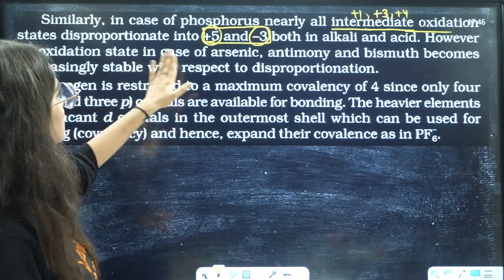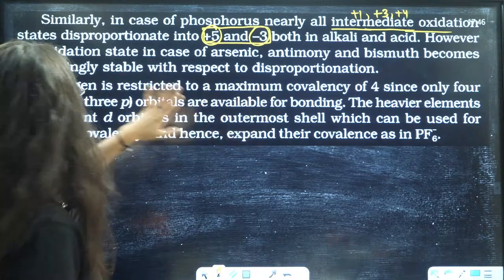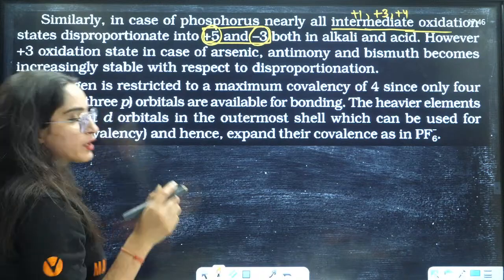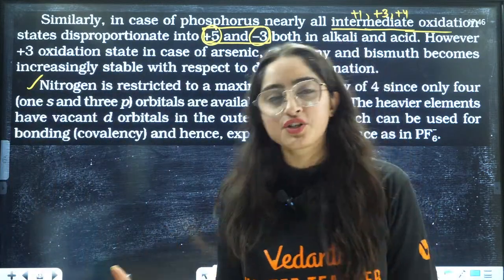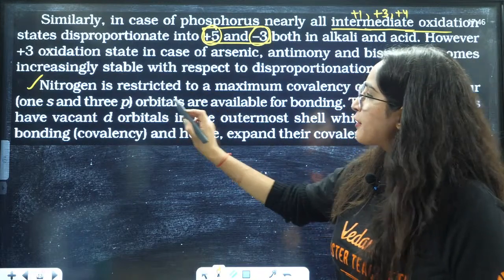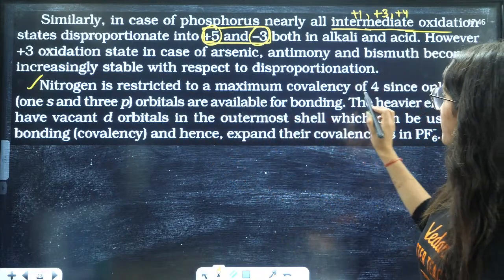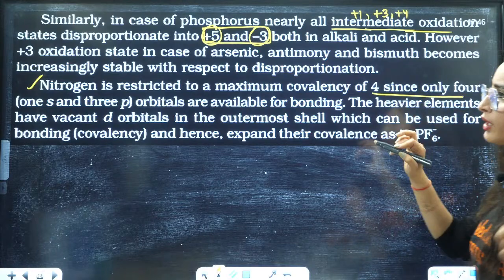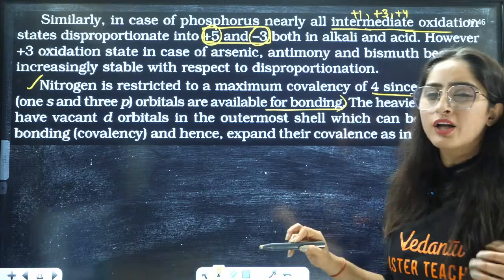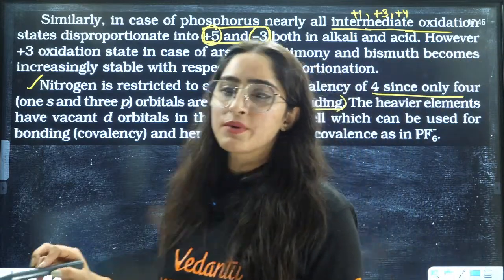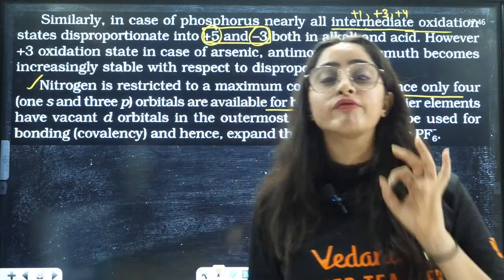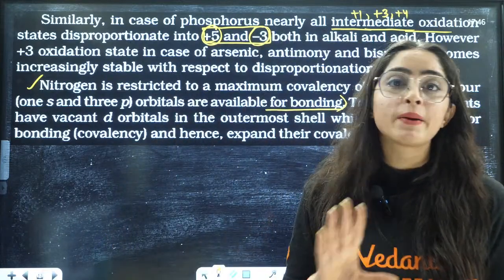However, +3 oxidation state in the case of arsenic, antimony, bismuth becomes increasingly stable with respect to disproportionation. Now we know that down the group the +3 oxidation state will increase, so there will be no disproportionation here, right? Nitrogen is restricted to a maximum covalency of 4 since only 4 orbitals are available for bonding. Now we have seen this in organic chemistry as well. I told you so many times that nitrogen can never be pentavalent.